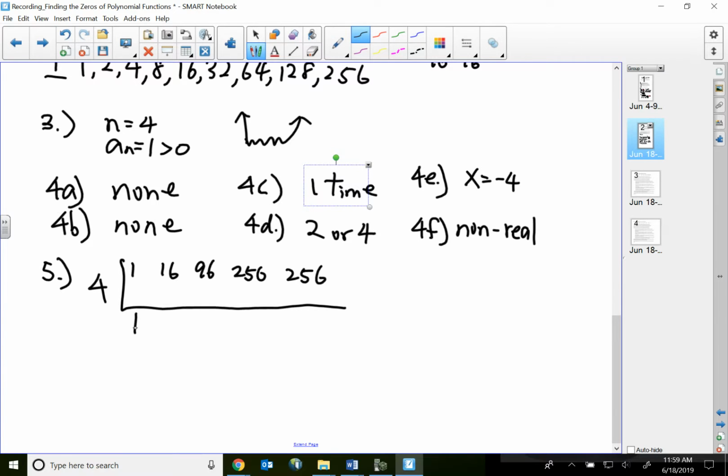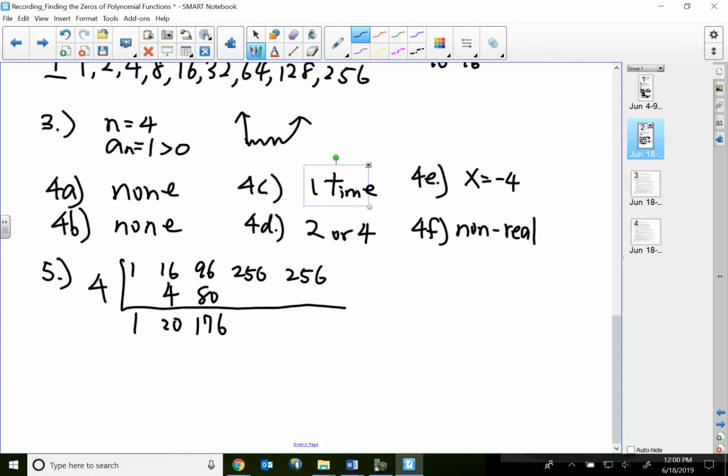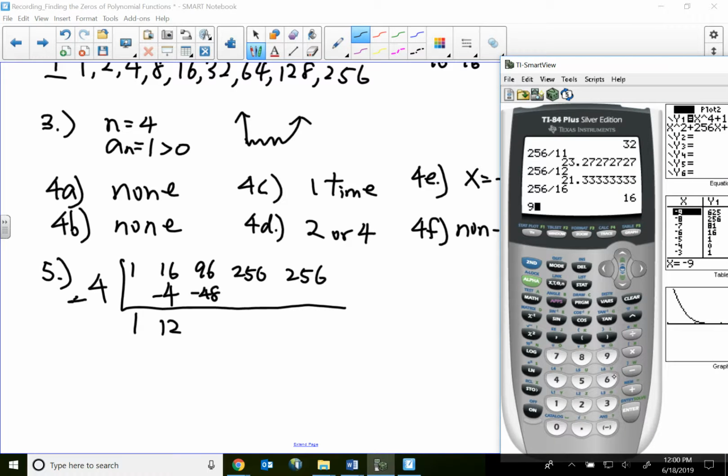All right, let's go through it. First time, 4. This is going to be 20, 80, this is going to be 176. Oh, did I do something wrong? Oh, negative 4, my bad. The zero is negative 4. I was about to say, the number got up too quick. So that's negative 4. Oh, that's 12. That's negative 48. 96 minus 48.